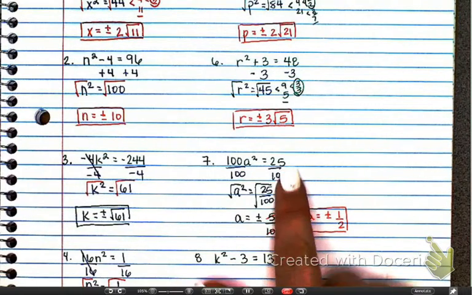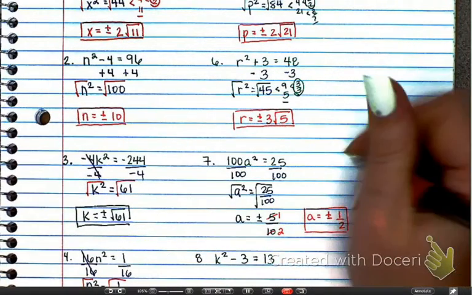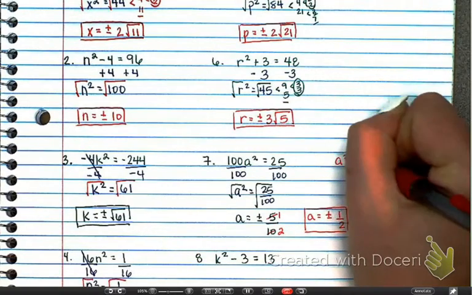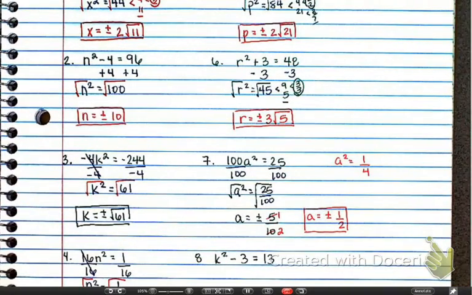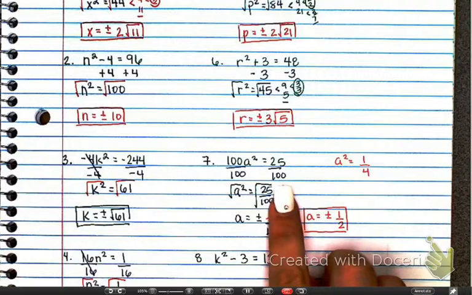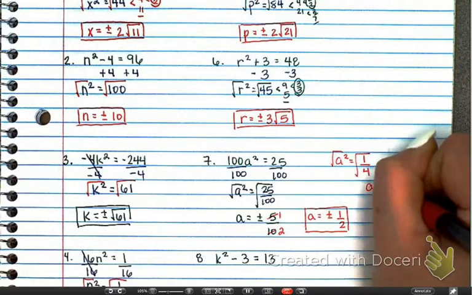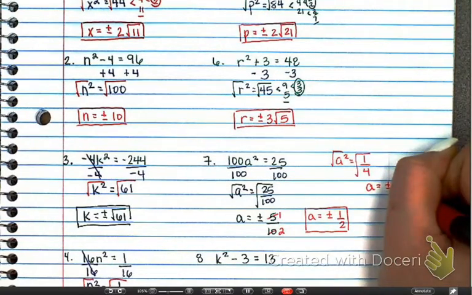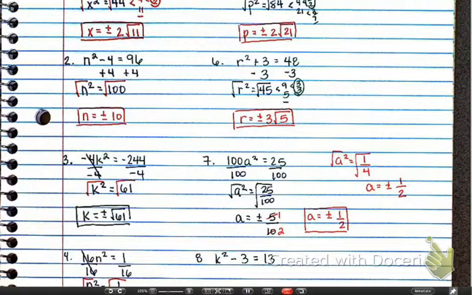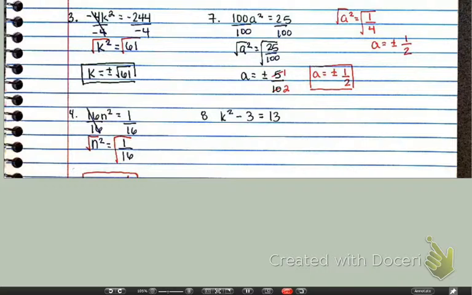Now, I could have reduced up here, and I could have had a squared equals 1 over 4, because 25 goes into itself once, 25 goes into 100 4 times. And then when I took the square root, what's the square root of 1? 1. What's the square root of 4? 2. So either way, you get the same answer. Sometimes it's easier to reduce first. If you don't see that right away, that's fine. But if it's a fraction, you need to check.